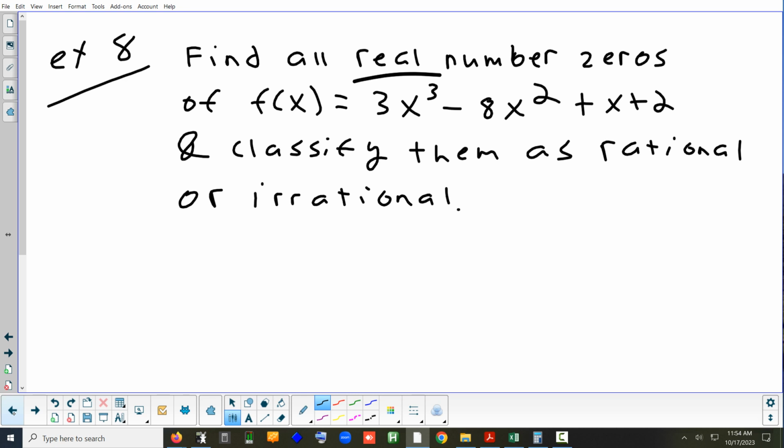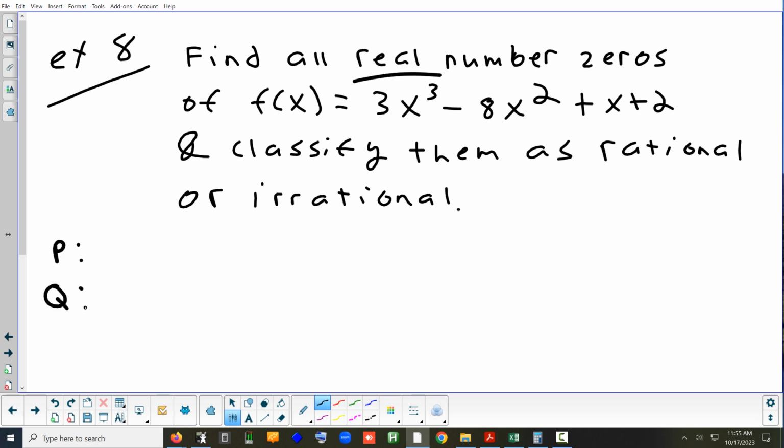If you can't find a rational root, then you're stuck. You're not going to be able to do this problem without a calculator, because factor by grouping is not going to work either. There's nothing you can factor out of this. So we have to find a rational root.